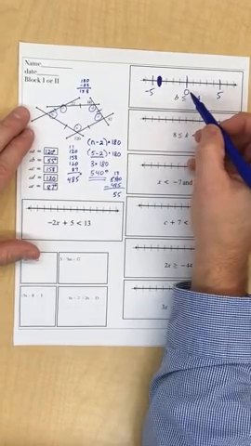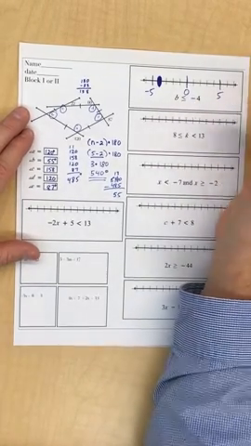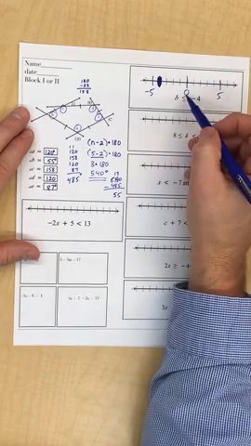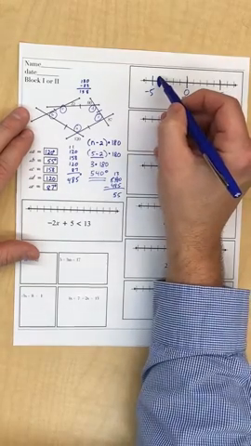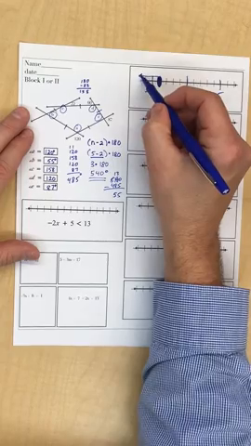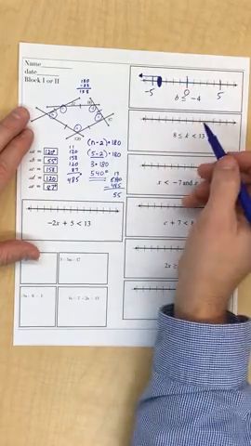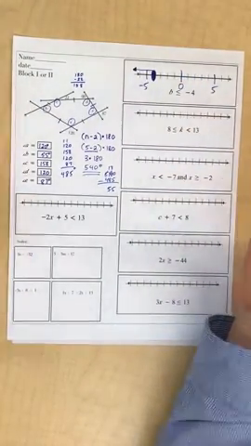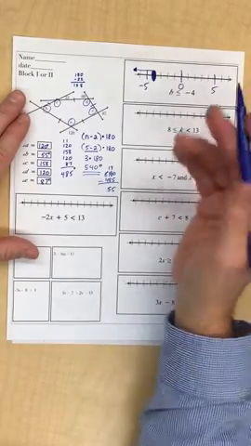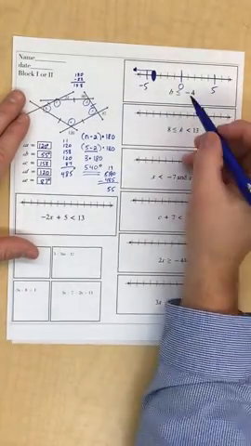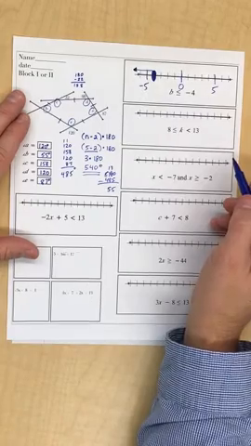The inequality is not eating B, so we know it's less than, and we know less than is always to the left. There's an L in less than, so to the left. In greater than, the second letter is R, so with greater than we go to the right. But this one is less than or equal to.